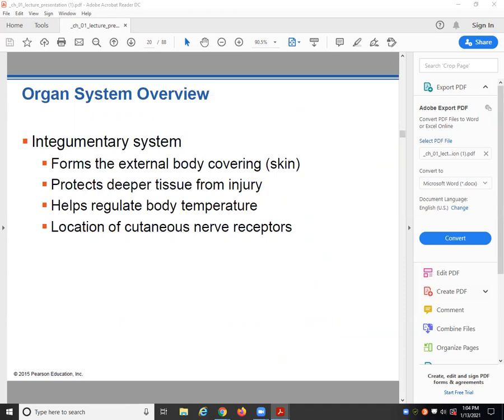That's all the individual steps. So review the organ systems. Let's start with the integumentary system. It's your external body covering. It's your skin, your hair, and your nails. It protects the deeper tissue from injury and regulates the temperature in your body. You also have nerve receptors in your skin. Skin is your cutaneous membrane, so that's where the word cutaneous comes from. That's your integumentary system.